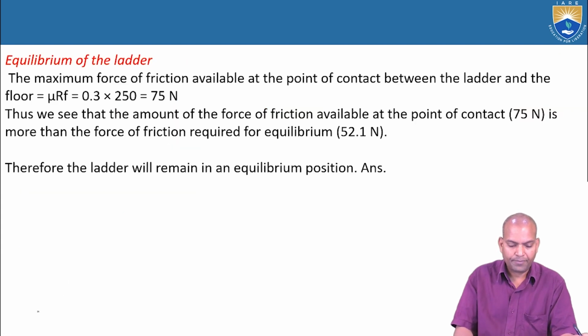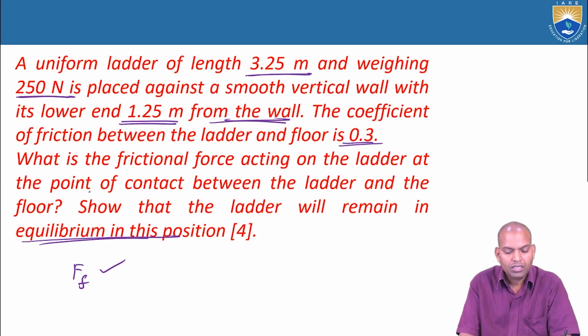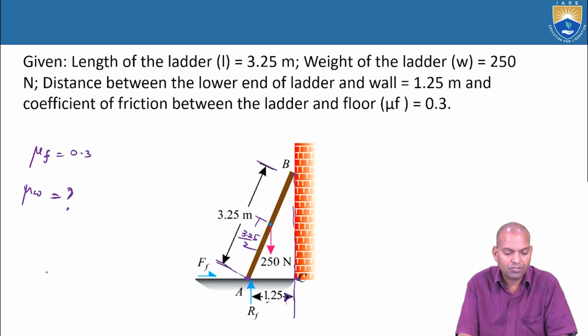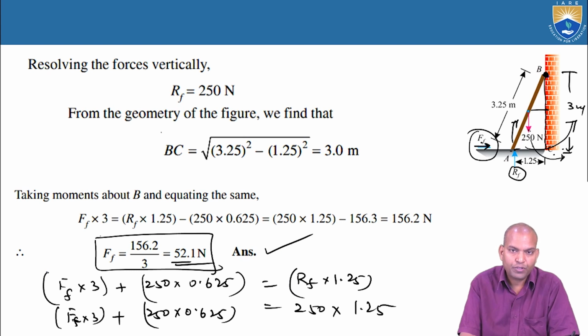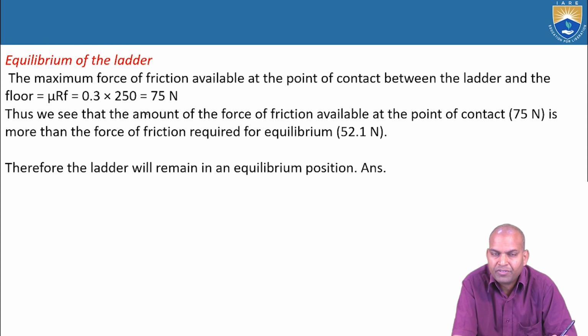Okay, next step. That is the first objective, objective one. Here it asks: what is the frictional force acting on the ladder at the point of contact between the ladder and the floor? The frictional force FF is calculated, that is 52.1 newtons. Now the next one is the equilibrium of the ladder.